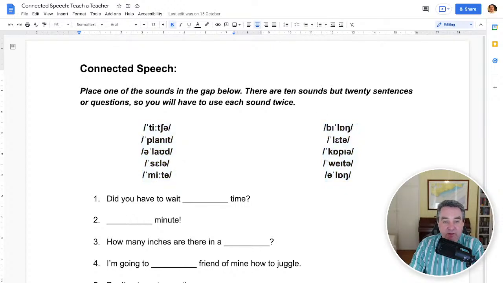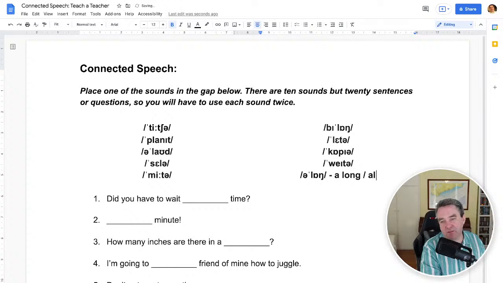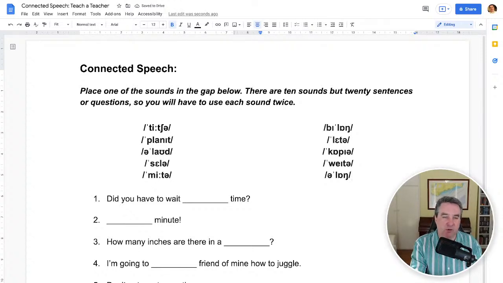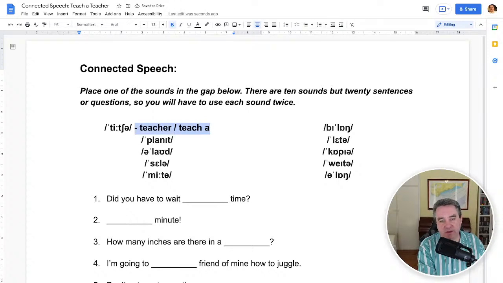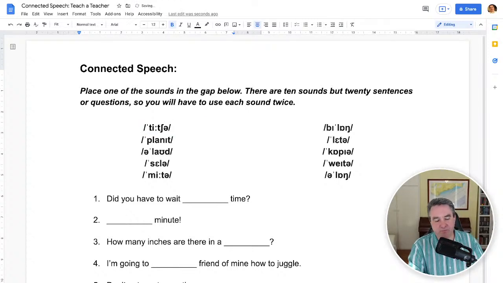okay, have a look at the sentence and have a think. Okay, so did you have to wait, whatever that is, a long time? And how do you spell it? Well, you spell it like a long time, and the other word would be along, and that sort of thing. So we're looking at, I think it's called, homophones, where two words sound the same but have two different meanings. And another example, like teacher and teacher. Yeah, so the same sound but two different meanings. And so that's what I look at with connected speech.